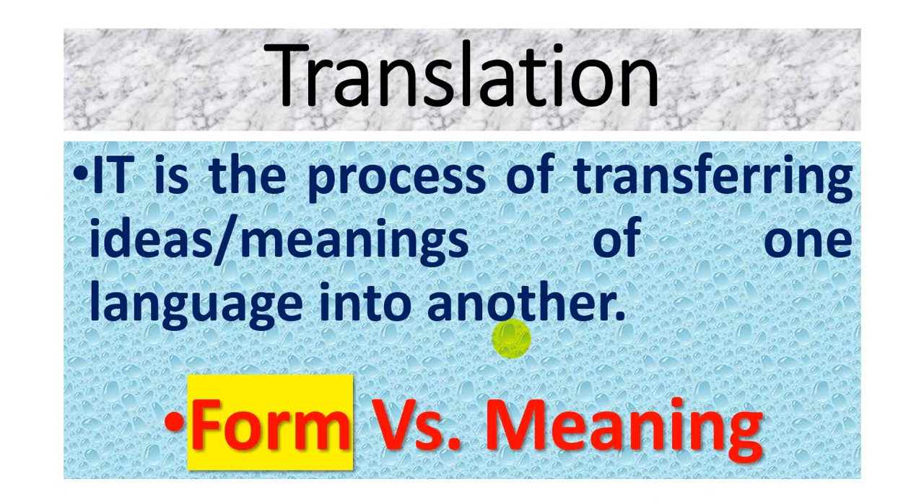So, as we repeatedly say, translation is a process of transferring ideas or meaning of one language into another. So, when we translate, we are fluctuating, we are torn between two main aspects: whether we translate the form of the language or the meaning of the language. When we translate the form, our main focus will be on the grammatical structure, the word level, the punctuation marks, and the ordering of the words in a sentence.